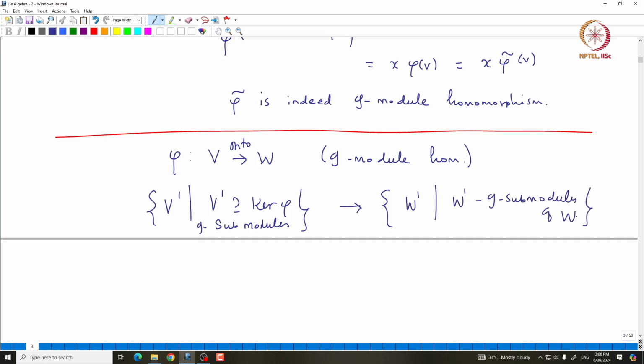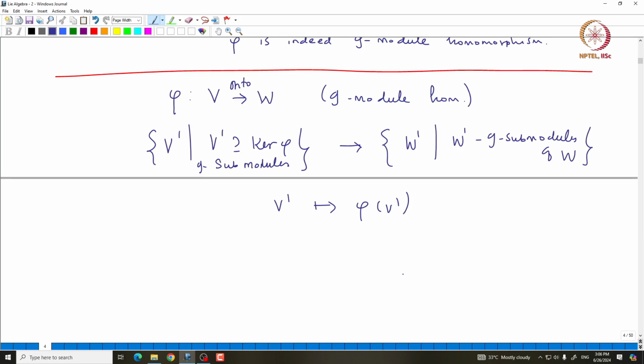So, you can see that there is this natural map that takes V dash to phi of V dash, and this map indeed gives a one to one correspondence. The reverse map is given by: whenever we take W dash, we simply take phi inverse of W dash, and it is easy to check phi inverse of W dash is indeed a G submodule. So, there is this lattice correspondence between the G submodules of V which contain kernel phi and the G submodules of W.